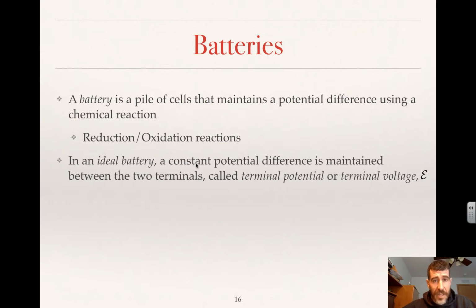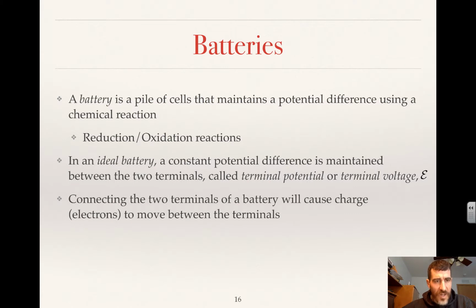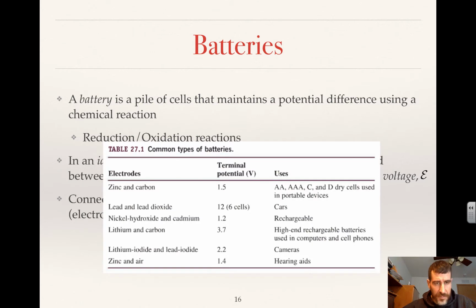So in an ideal battery, you get a constant potential difference maintained between the two terminals, and this is called the terminal potential or the terminal voltage, and we'll use a script E to stand for the terminal voltage. So what happens then, if you connect some wires or some other circuit element to the two terminals of your battery, it causes a charge, electrons, to move between the terminals.